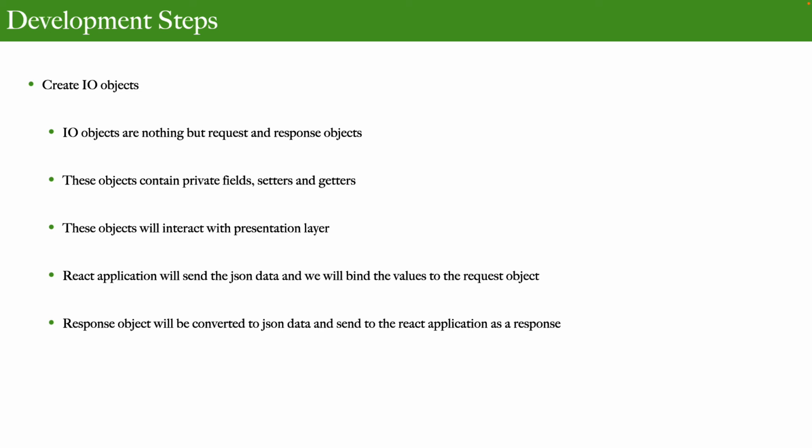These IO objects mostly interact with the presentation layer. You know that our application is divided into multiple layers: the presentation layer, the service layer, and the database layer. These IO objects will mostly interact with the presentation layer, and will never interact with the database layer or the service layer. The React application will send the JSON data, and we will bind those values to these request objects. Similarly, the response object will be converted to JSON data and sent to the React application as a response. These are just the request and response objects.